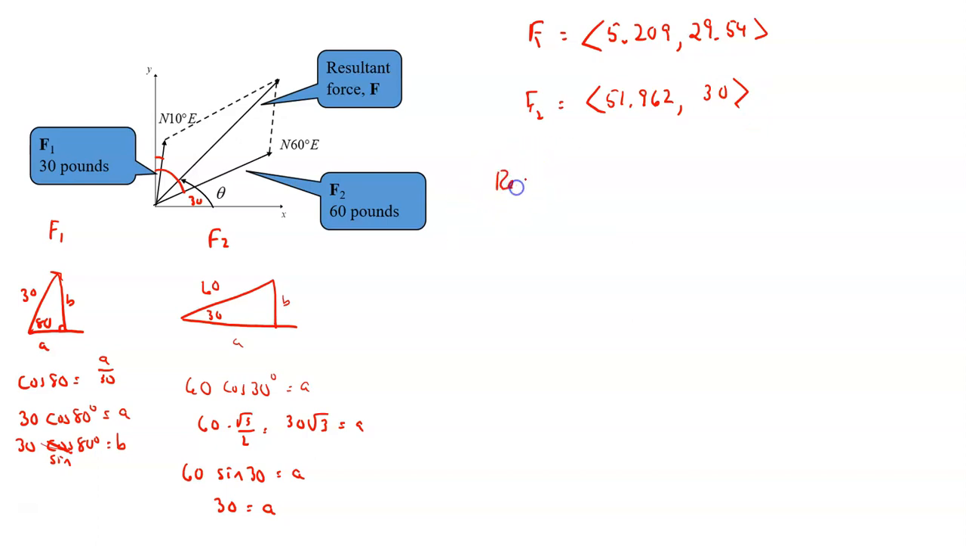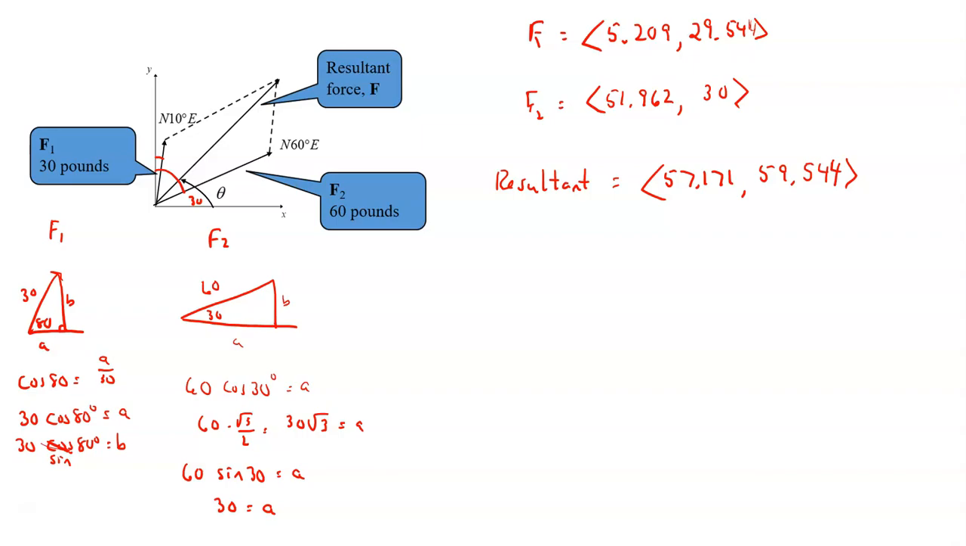So now the resultant is the sum of those two forces. So take 5.209 and 51.962. Add them together, I get 57.171. And then for the other one, I can see that 30 plus 29 is 59, so 59.54. Don't know what happened to my third decimal point. 30 sine 80, 29.544, so I'm missing it. Okay, so that's the resultant vector.